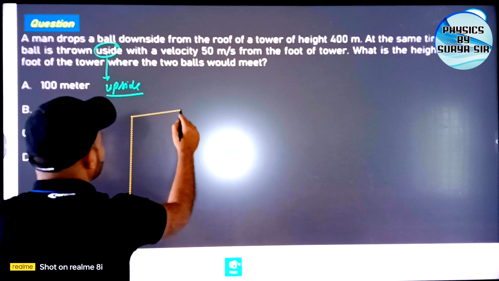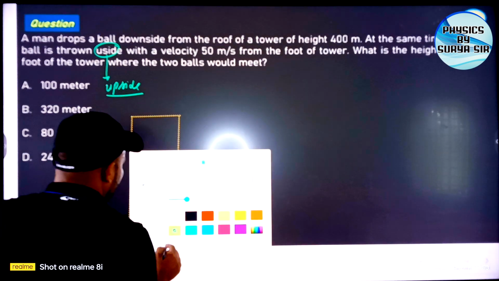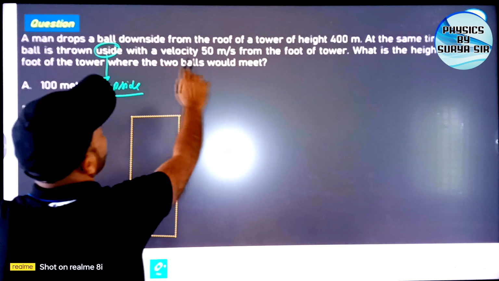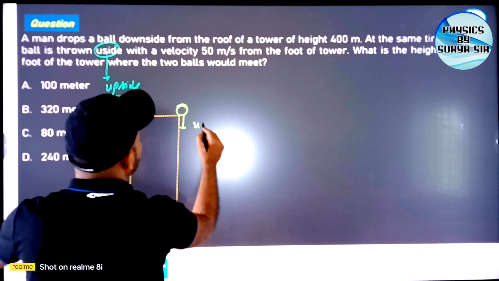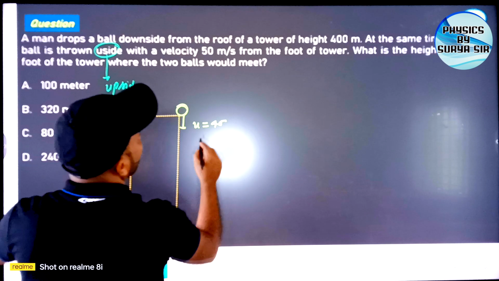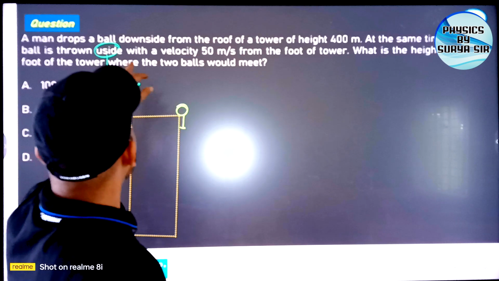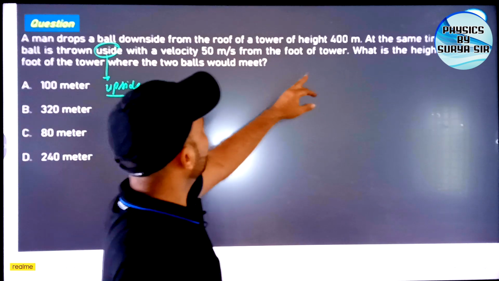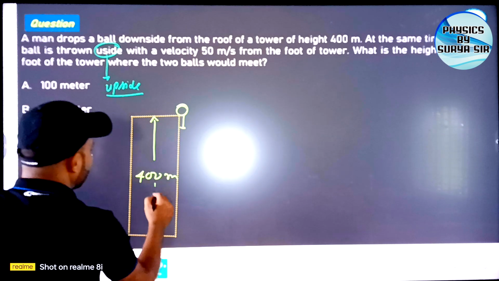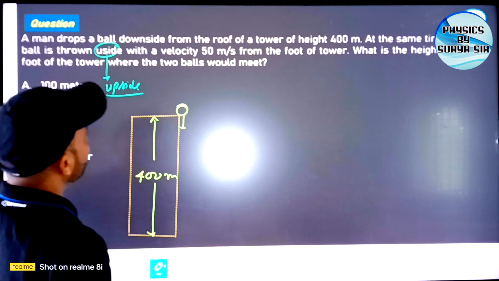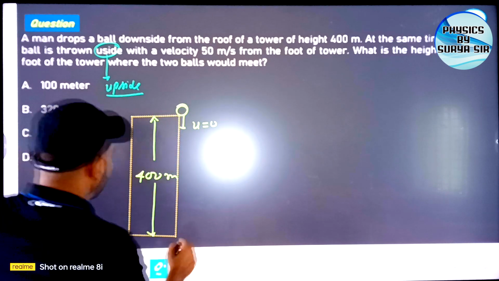Suppose this is the building. The question is saying that a ball is moving downward. A man drops a ball downwards from the roof of a tower of height 400 meters. The height of the tower is 400 meters. Clear? The ball is dropped here, so the initial velocity is 0. Okay. At the same time, another ball.